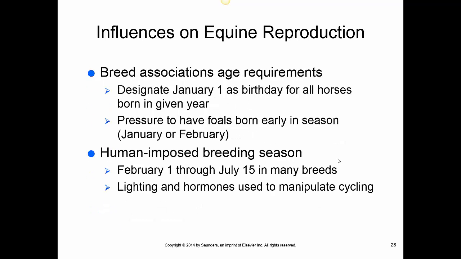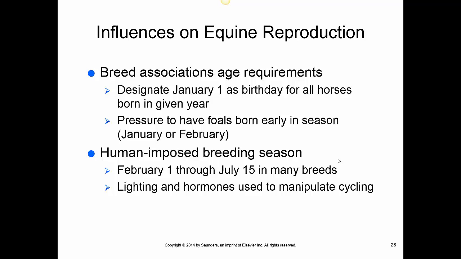Another influence on equine reproduction is that most breed associations designate January 1st as the birthday for all horses of a given year. So if a horse is born on January the 1st, then great. It's truly a year old on January the 1st of this year. So we'll take 2016 as an example. All foals born on January the 1st will be a year old on January the 1st, 2017.